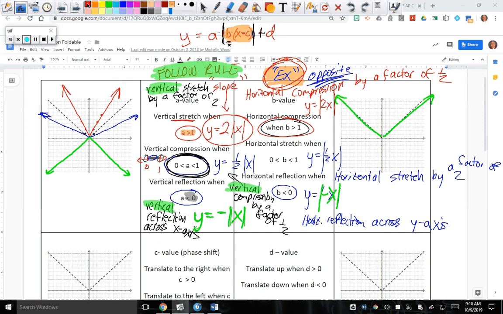At 0, it would be 0. At 1, it would be what? 2. At 2, it would be 4. Y'all with me, guys? And then it's just going to have a slope. Still, it looks like it still has a slope of 2. But it wasn't a stretch. It was a horizontal compression. Y'all with me? Alright, so this would also be the same.